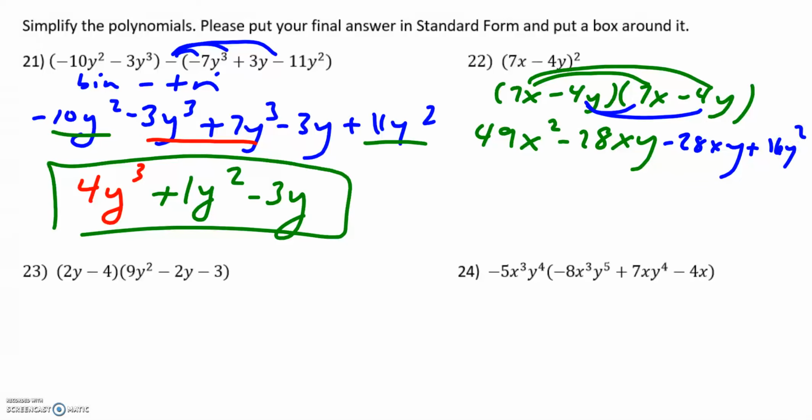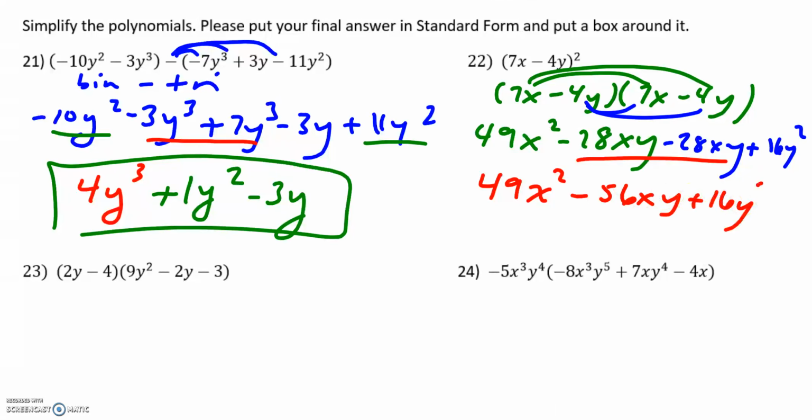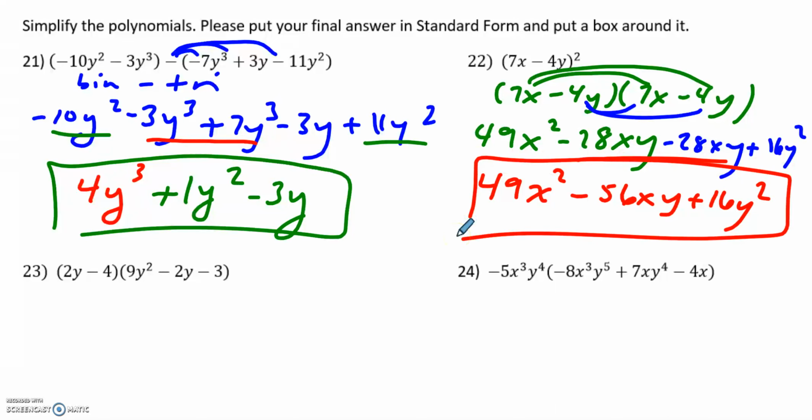So my final answer, if you notice these are like terms, would be 49x squared minus 56xy plus 16y squared. And this answer here is in standard form because my x's are decreasing as my y's are increasing. X squared, x to no x's, no y's, 1y to 2.